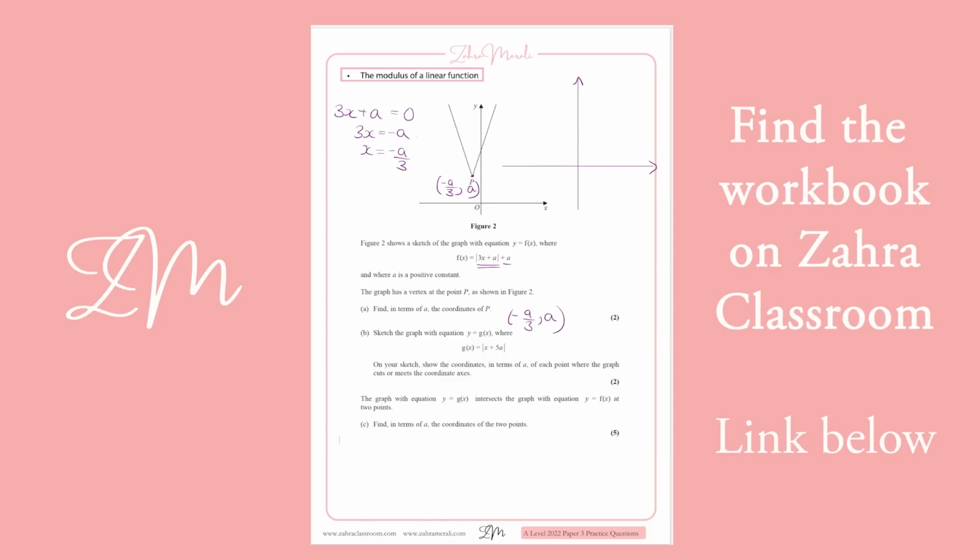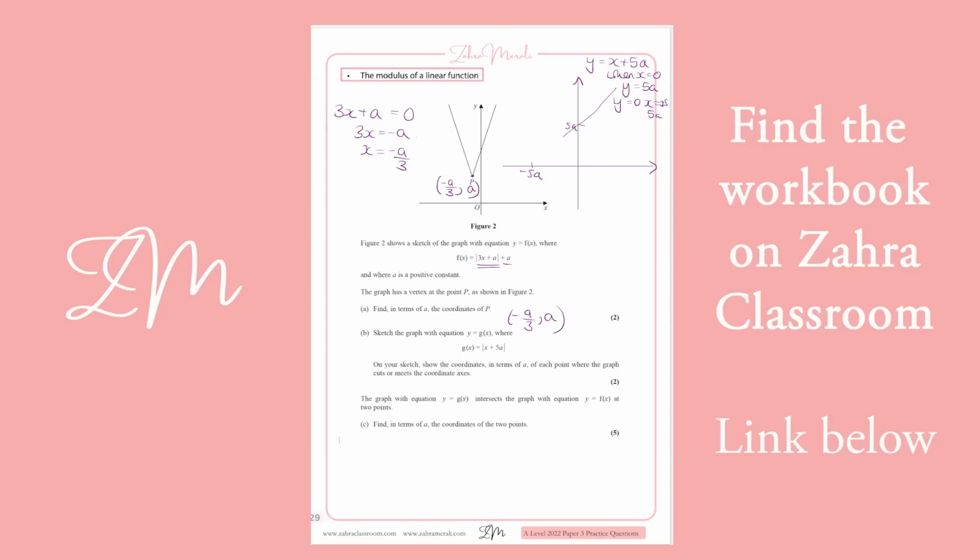We're going to say if I had y equals x plus 5a, when x equals 0, I can see y equals 5a. When y equals 0, x equals minus 5a. So I'm going to say 5a and minus 5a.